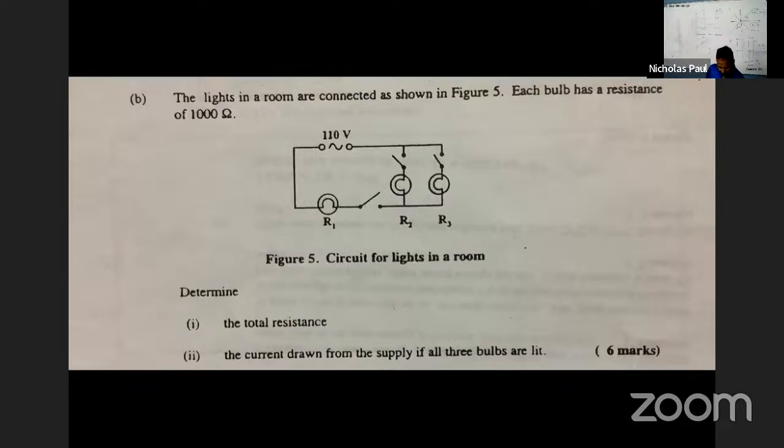How do we make R2 and R3 one? Use the resistance formula for parallel.